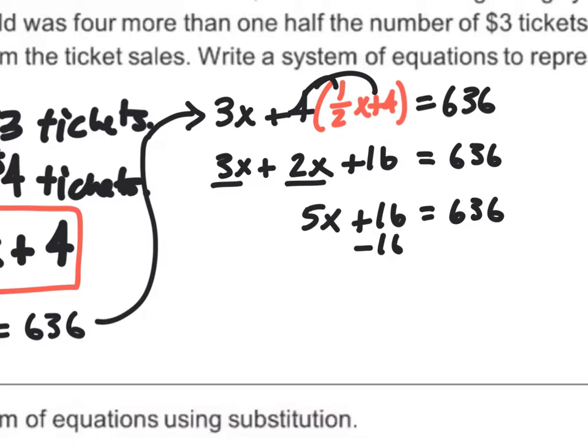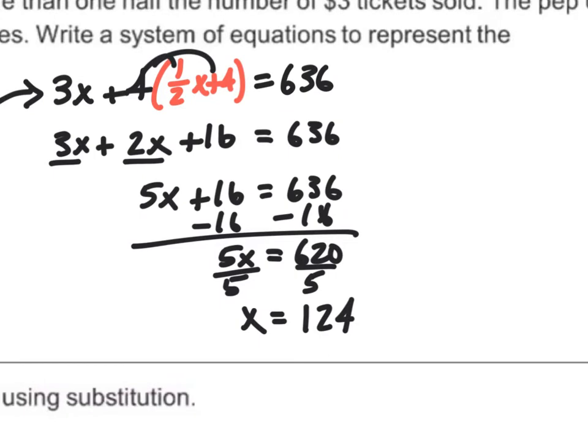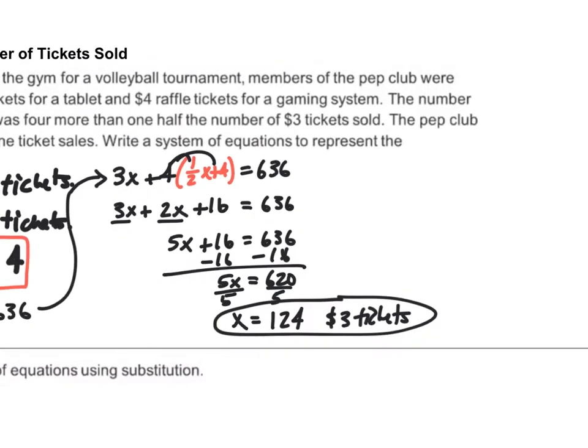I'm going to subtract 16 from both sides, and that's going to give me 5x is equal to 620. Now I'm going to divide both sides by 5, and that's going to give me that x is 620 divided by 5, which is 124. So I've sold 124 $3 tickets. That's what that means.